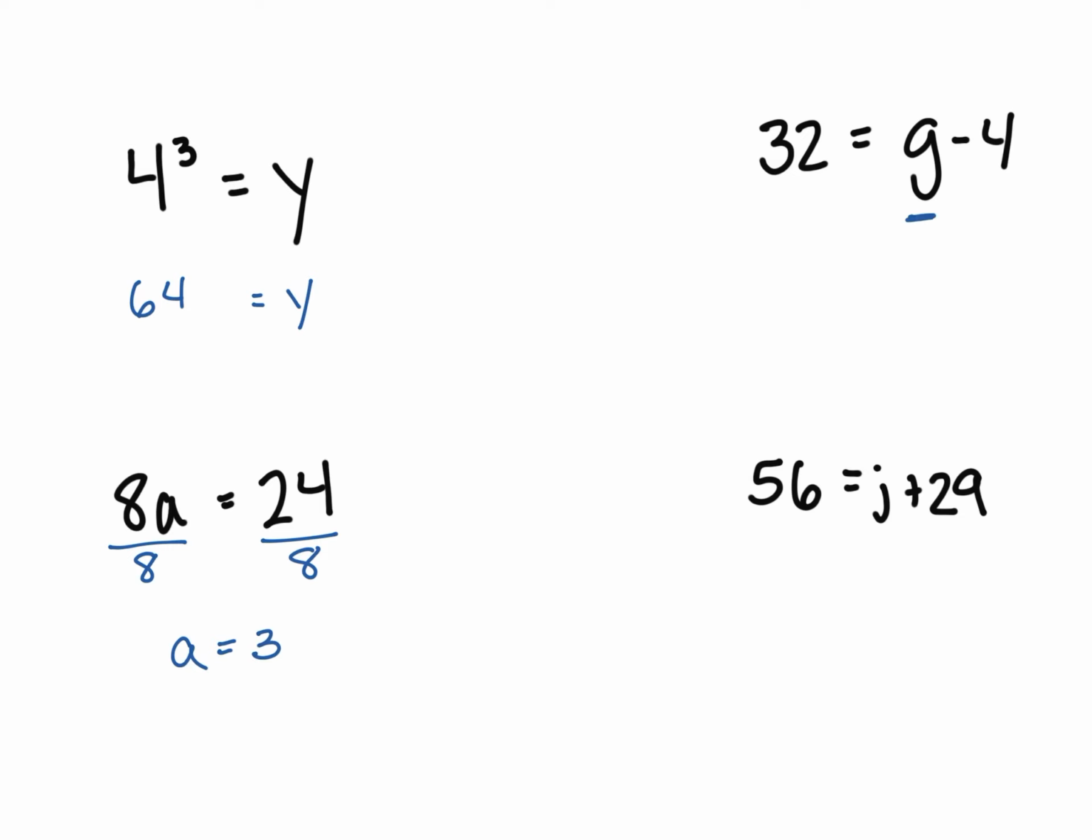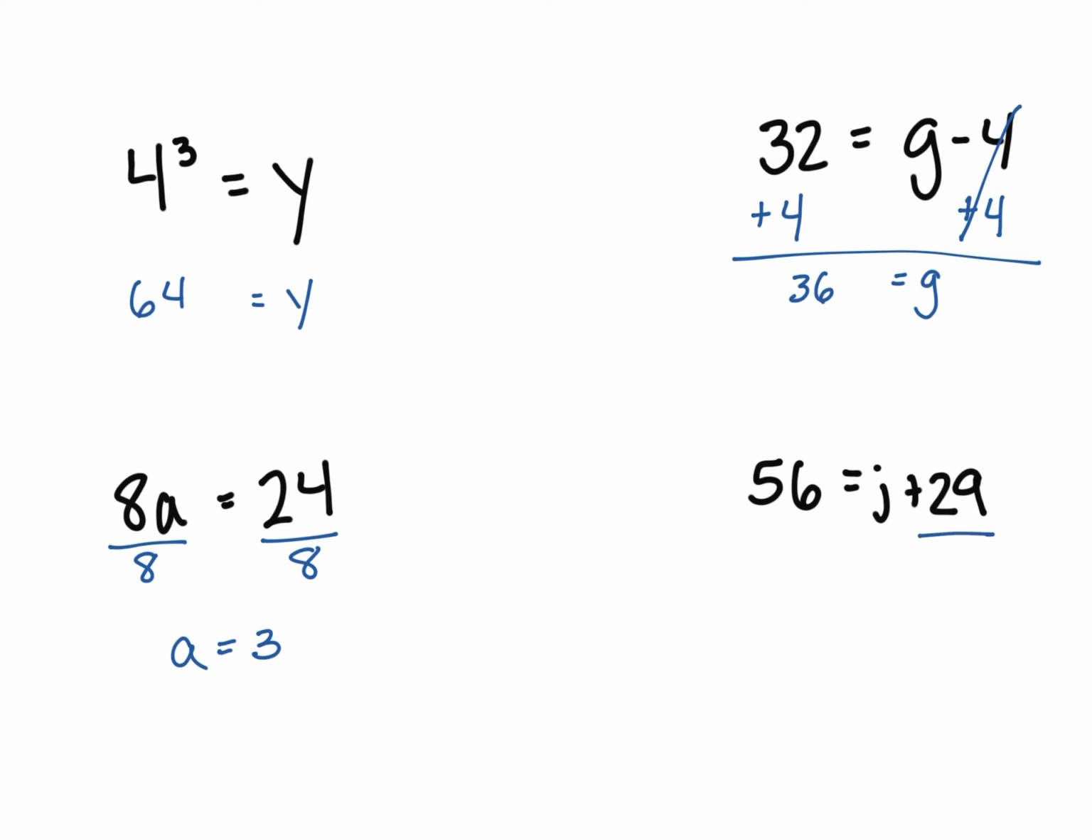Over here we have a variable and numbers. Remember, we want to sort so that our numbers are all together and our variables are all together, which means we need to move this -4. And with our algebra tiles, the way we did that was we flipped them and we moved them to the other side. So this leaves here, and we're left with the G variable, and 32 plus 4 is 36. So G has to equal 36.